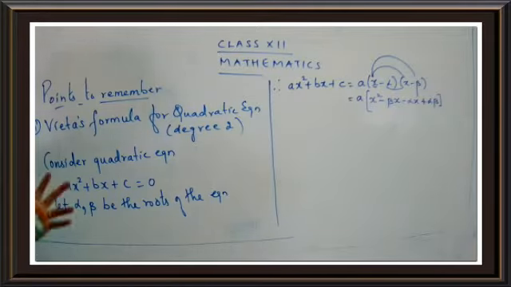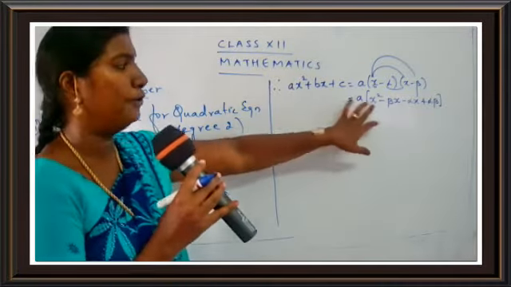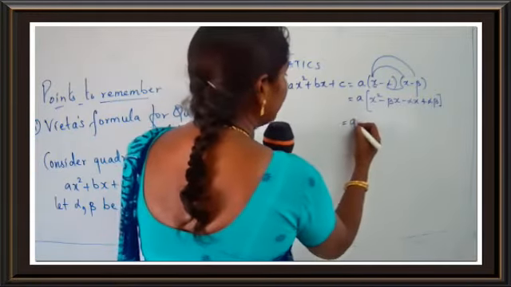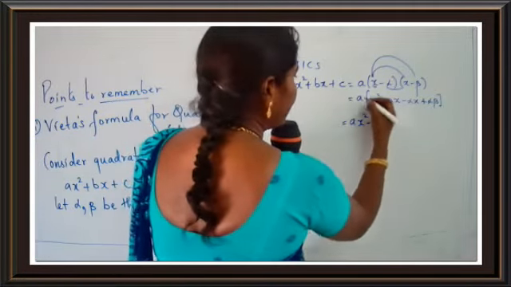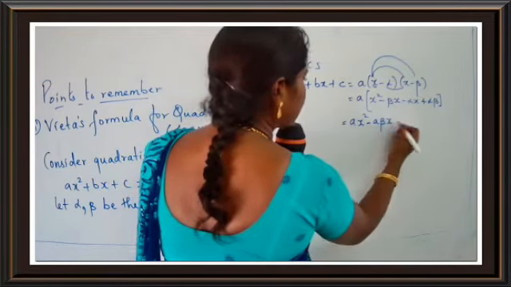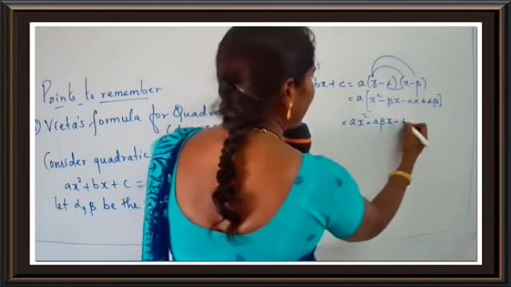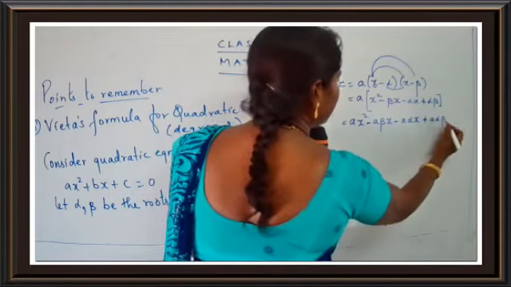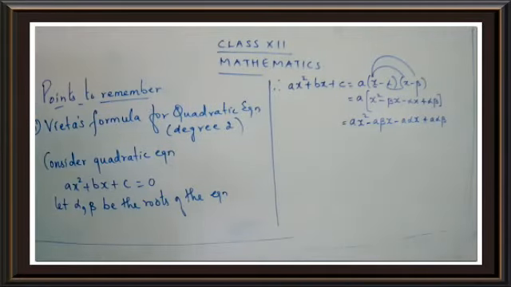So now we are just going to multiply with a, because a is common to all the terms. So let us multiply by a. So what you get here, this is equal to ax square minus a beta x minus a alpha x plus a alpha beta. Just a multiplication with a. So when you multiply with a, you get ax square minus a beta x minus a alpha x plus a alpha beta. Okay children.